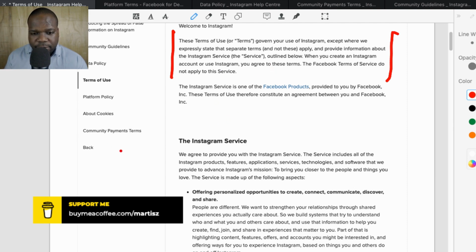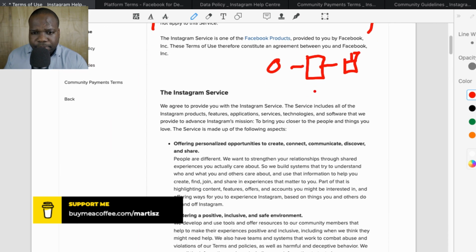So let's say this is you. You go on the internet or your mobile or computer, doesn't matter. You create an account and you have accepted terms with Instagram. So this means that you and Instagram technically have an agreement. Hopefully you understand that so far. Yep. If you go down: Instagram service is one of the Facebook products provided to you by Facebook Incorporated. These terms of use therefore constitute an agreement between you and Facebook.